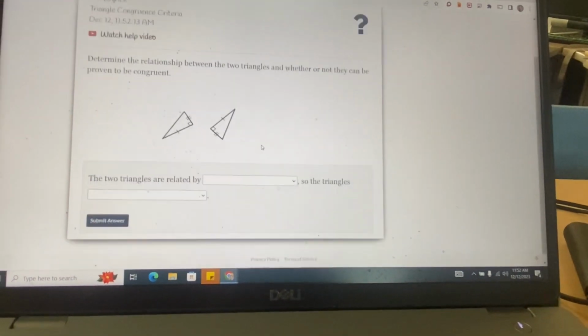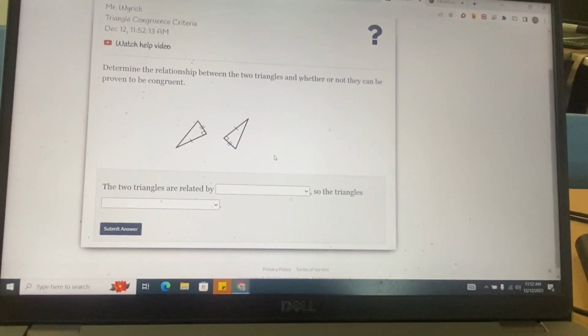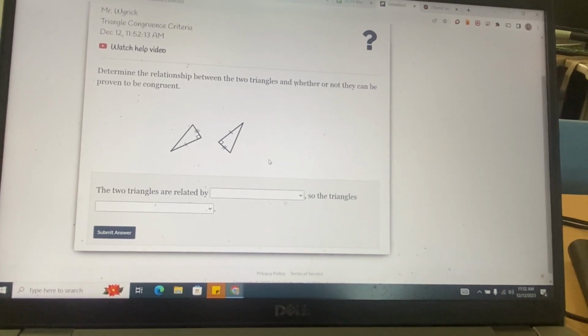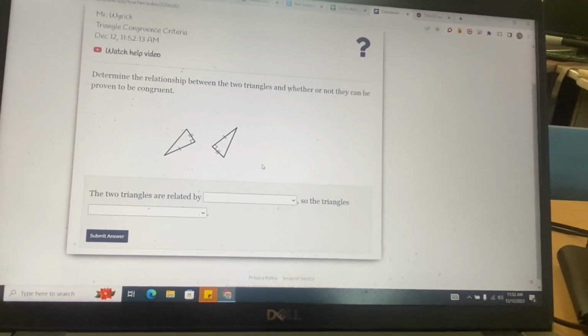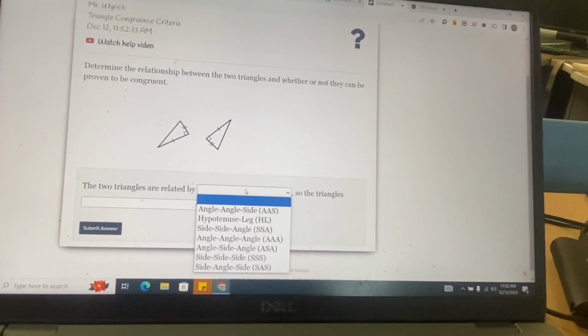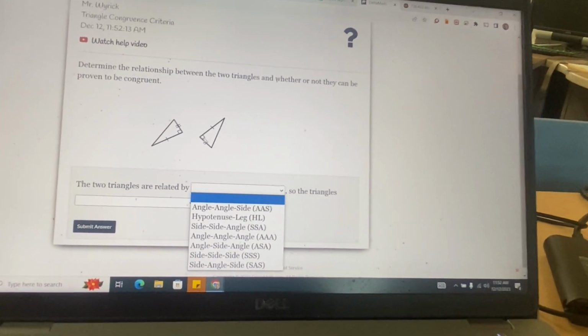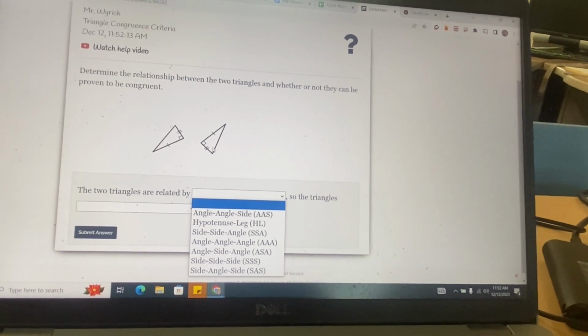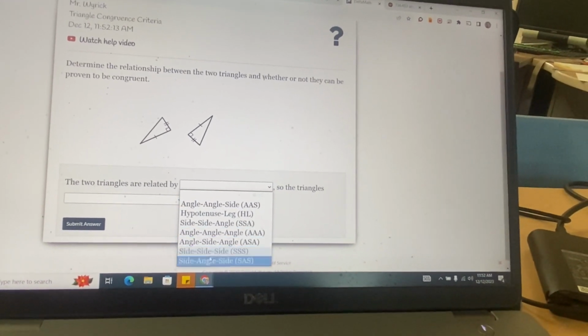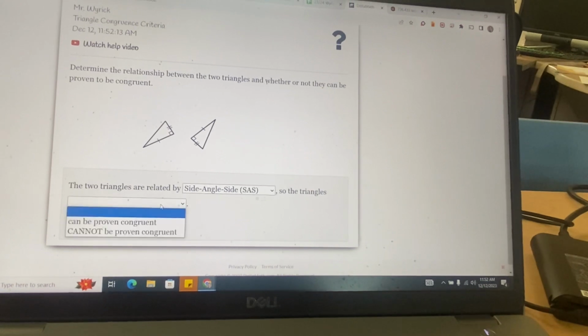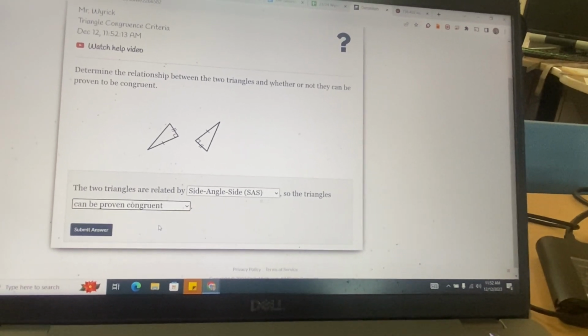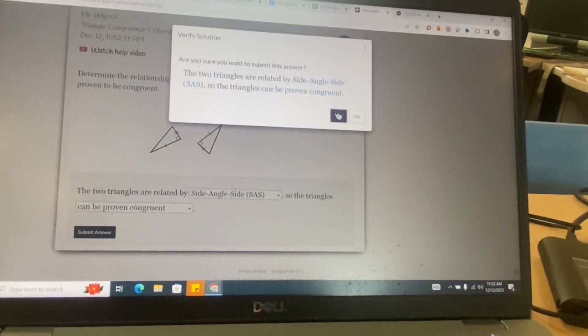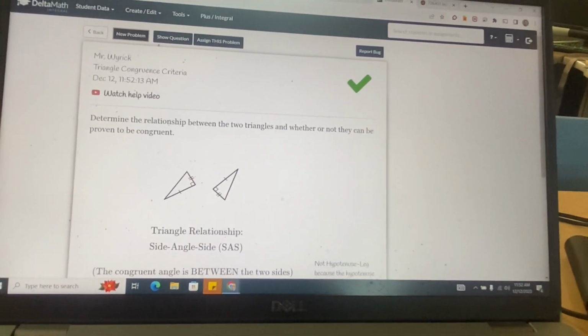Congruence criteria. This is the same stuff we were working on the other day. You can go back, you can peek at the notes on like the hypotenuse leg, side angle side, all that stuff to see what works. On this one, doesn't matter that this is a right angle. It's in between the 2 sides. So this is side angle side, and it can be congruent. Also, make sure you remember the ones that don't work. Similar does not mean congruent.